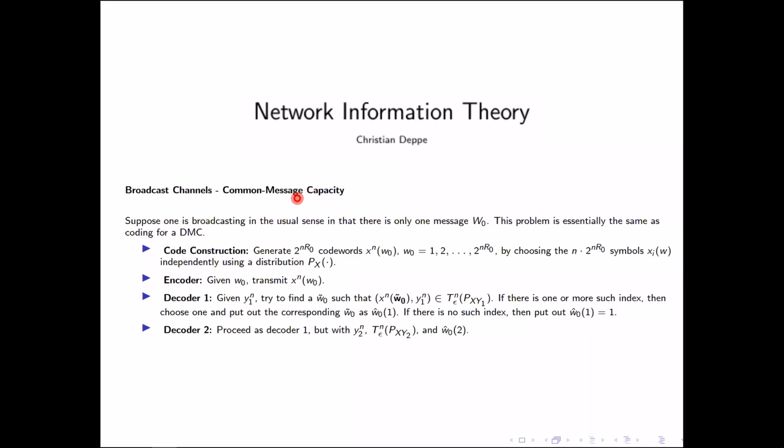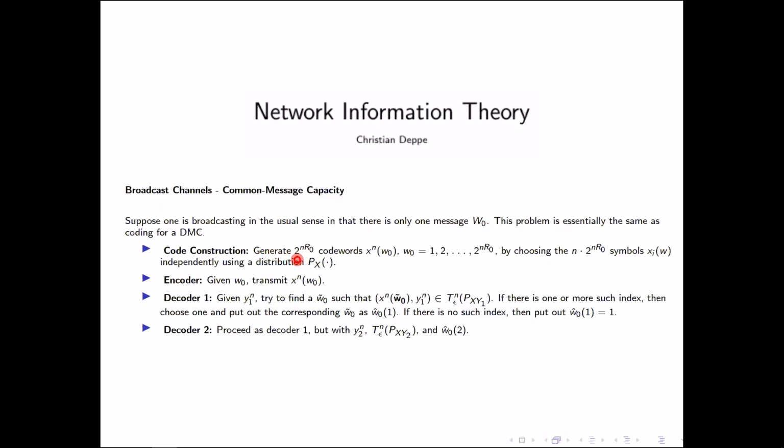Now we come to our first model. We look at the broadcast channel, which has common message capacity. That's the broadcast channel where we just send common messages to each receiver. That means we have only W0. This problem is essentially the same as the discrete memoryless channel. So you need just random coding.